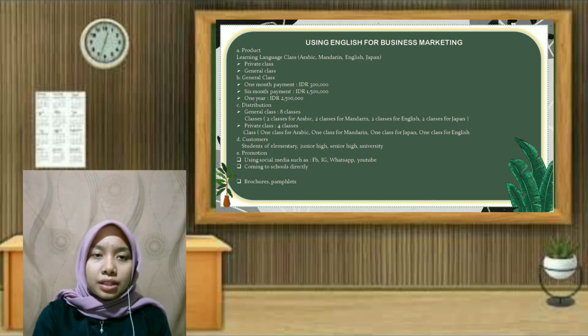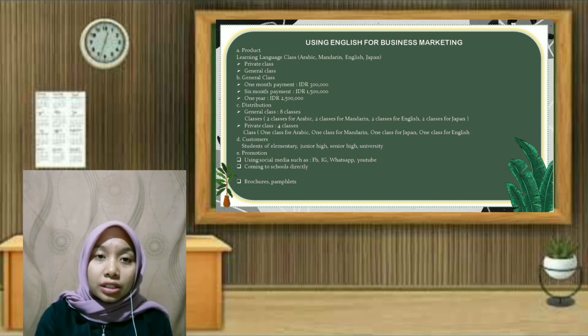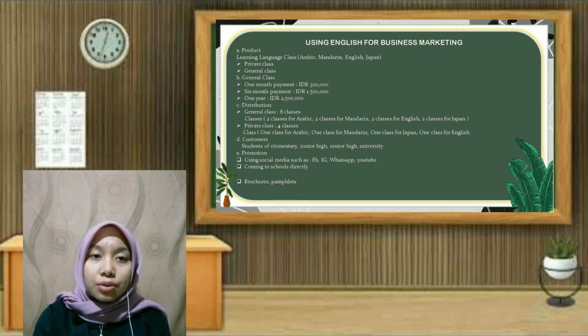Using English for business marketing. A. Product: language classes in Arabic, Mandarin, English, and Japanese, as private class and general class. B. Price: general class, 1 month payment 300,000 Indonesian rupiah; 6 months payment 1,500,000 Indonesian rupiah; 1 year 2,500,000 Indonesian rupiah.